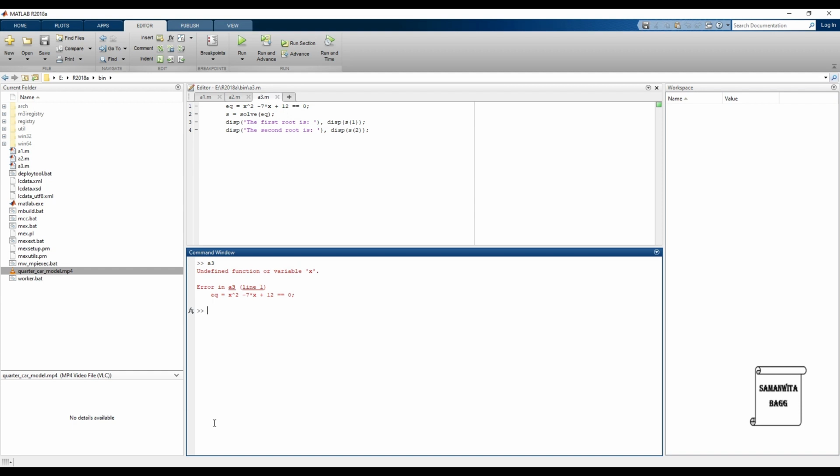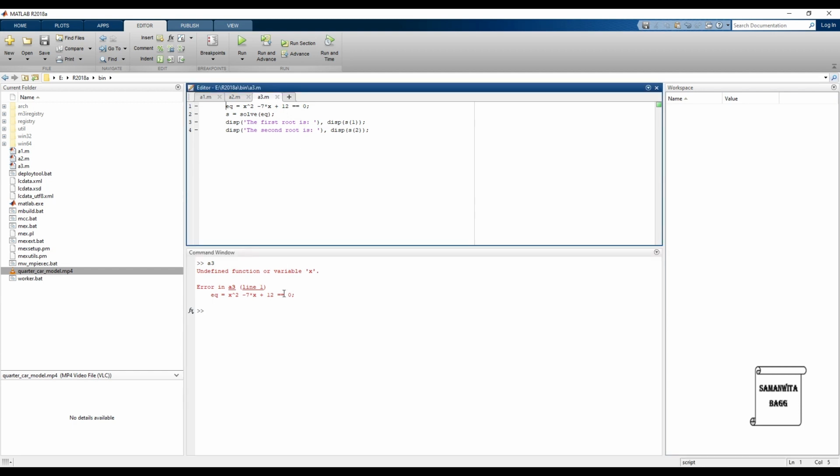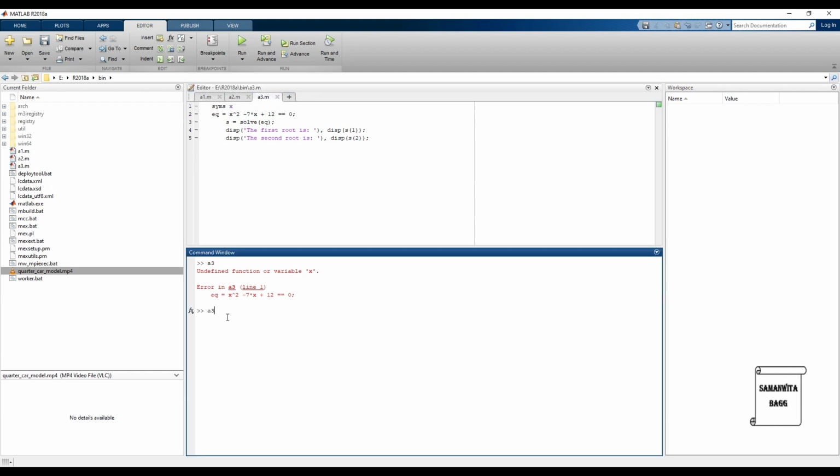You can see here it doesn't give an answer. Now there is some error. We need to solve that. The error is we have not defined the variable x. So we need to write here syms x. I'll run A3 once again. You'll get the first root is 3 and the second root is 4. So declaring your variable is very, very important.